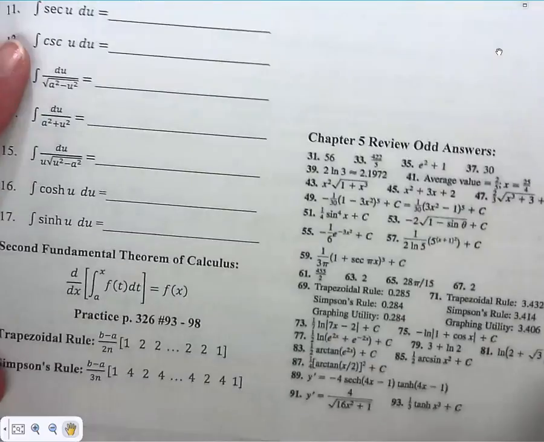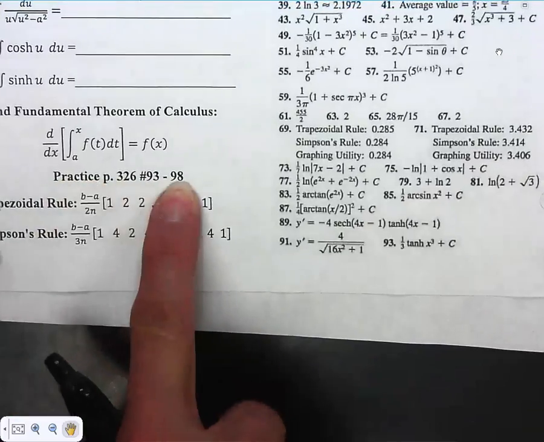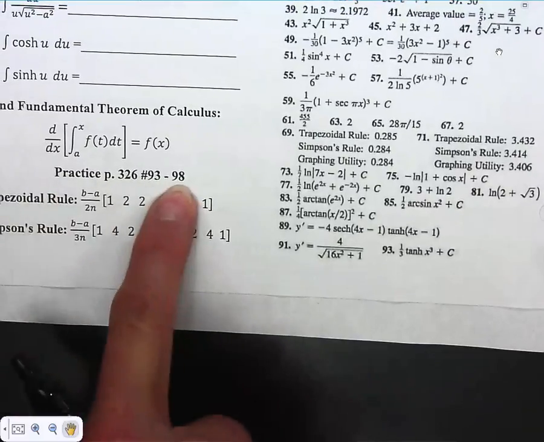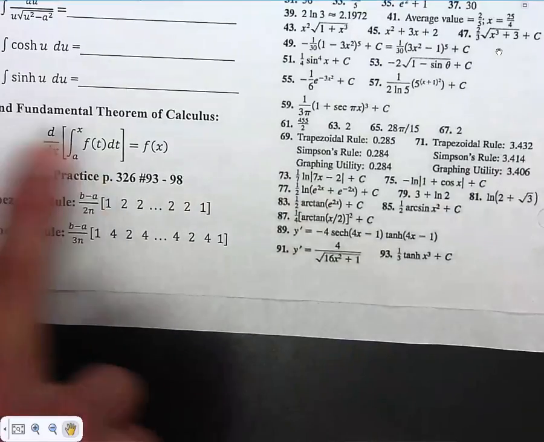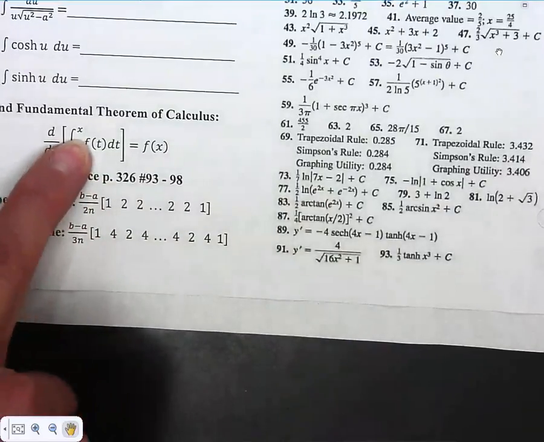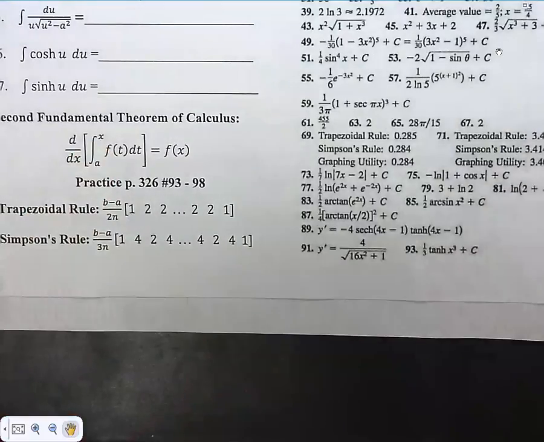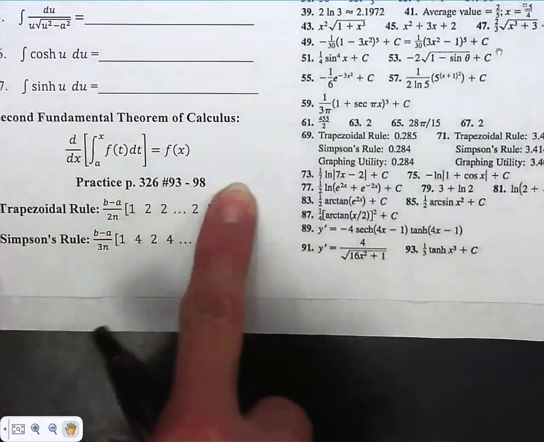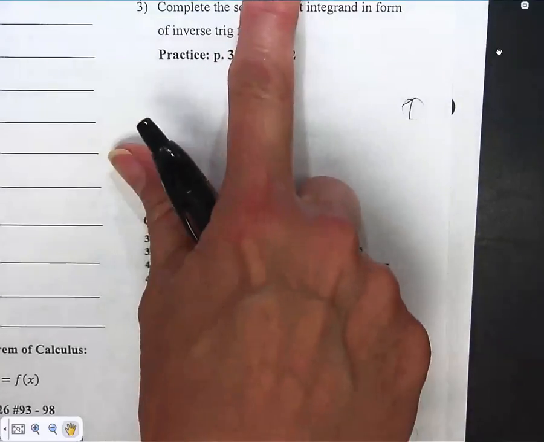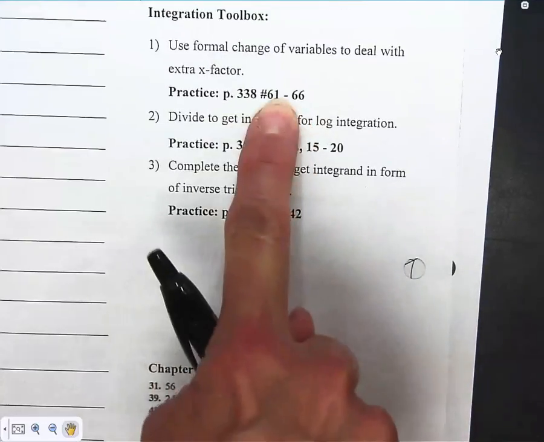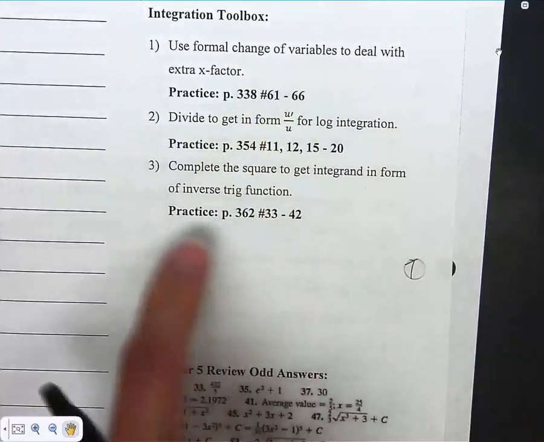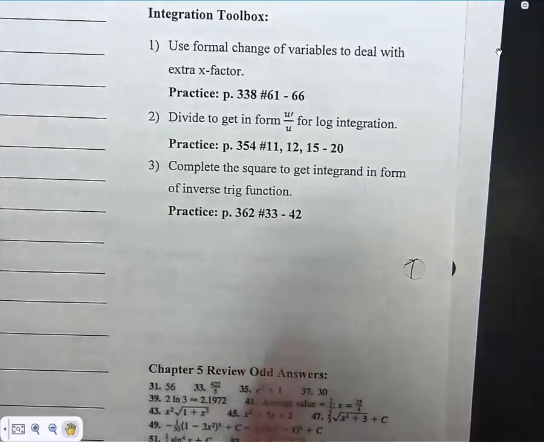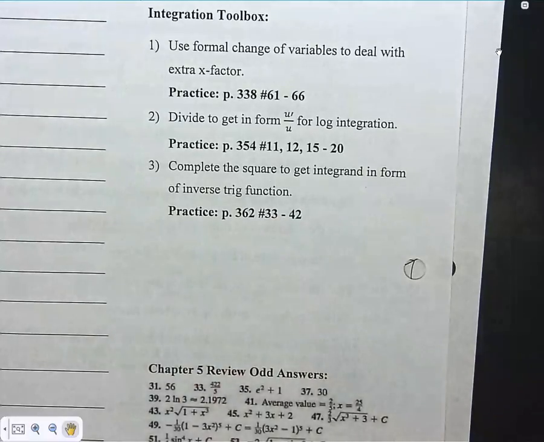The only ones I would do in addition to that Chapter 5 review are the few things that I noticed, hey, there wasn't one of those on the chapter review, like when you're taking the derivative of an integral with the second fundamental theorem of calculus, and the top limit's not just x, it's x squared or x plus 3 or something. You need to practice that. You need to practice, what do I do when I've got an extra x in there? Got to practice, oh, I need to divide, so it's in the form of log integration, and oh, I need to complete the square to get it in the form of an inverse trig function.